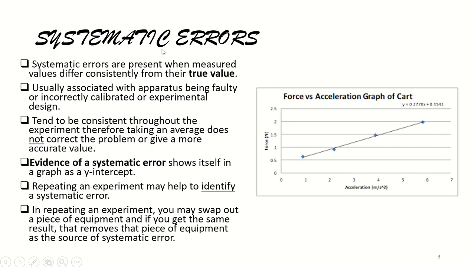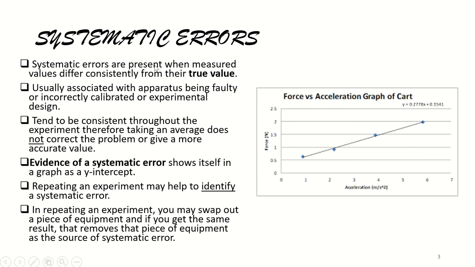Now, systematic errors are different. They differ your results consistently from their true value. Systematic errors are usually linked to faulty apparatus or incorrectly calibrated equipment. So the scales might be reading 550 grams, but in reality the scales are out by a couple of grams. So they're always giving you a reading that's a couple of grams too high, or a couple of grams too low, but it's going to be a consistent error.